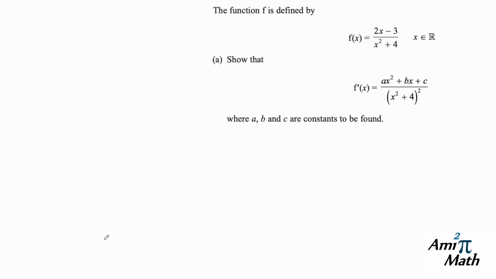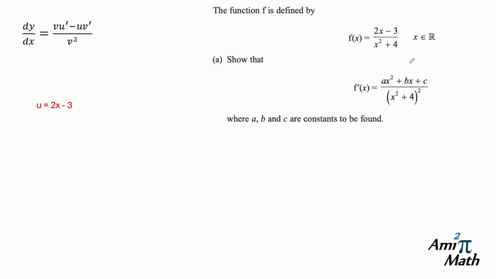The function f is defined by f of x equals 2x minus 3 over x squared plus 4. Show that f dash of x, the first derivative, equals ax squared plus bx plus c over x squared plus 4 squared, where a, b and c are constants to be found. When we need to differentiate a fraction, we use the quotient rule. All we need to do is find what u and v are, differentiate them, and then put them back into this equation.